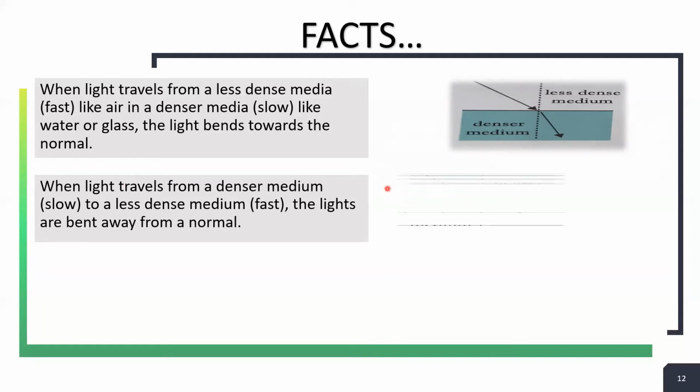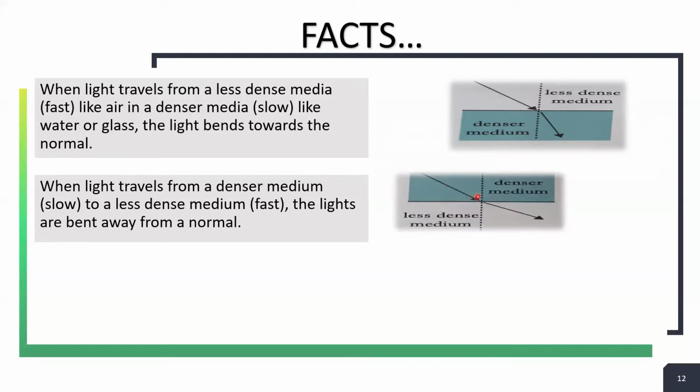away from the normal. As you can see here, the light travels from a denser medium, which is slow, to a less dense medium, which is fast. Then, this is the normal, and the light is bent away from the normal.